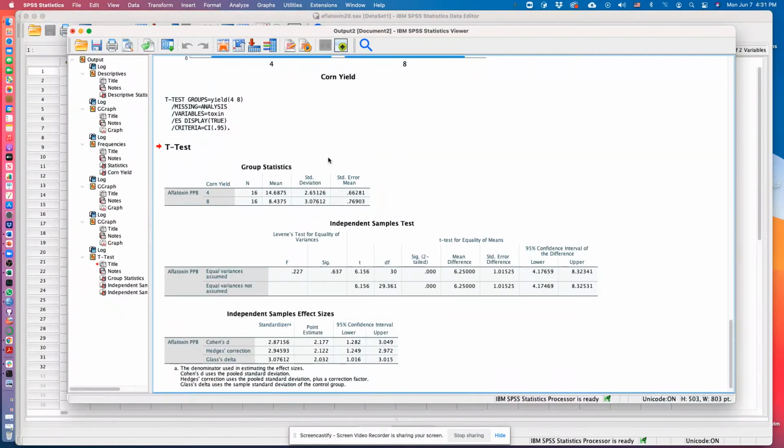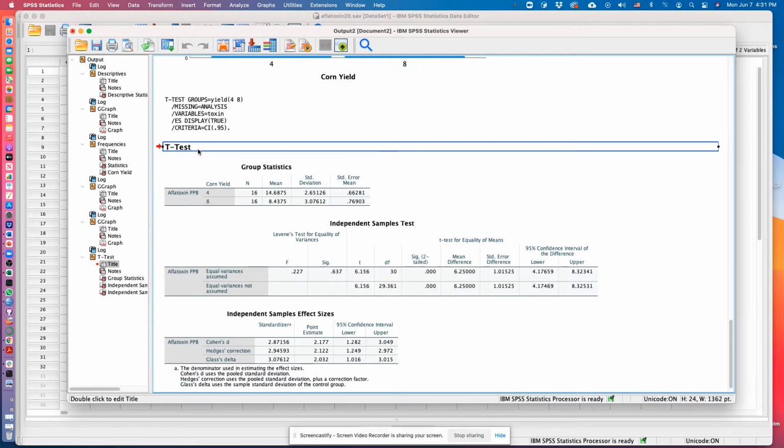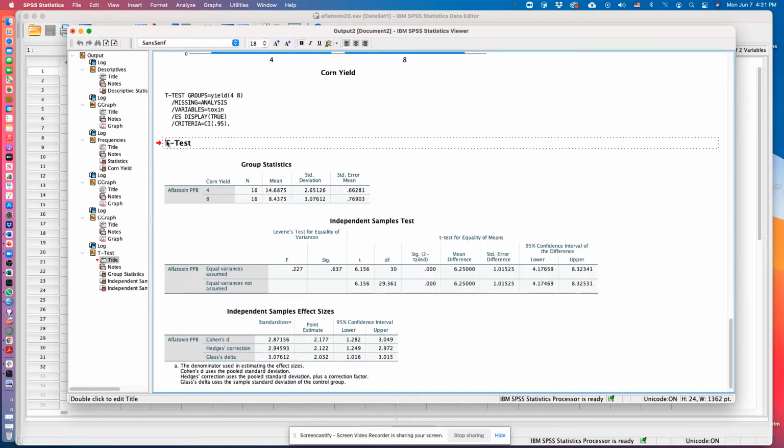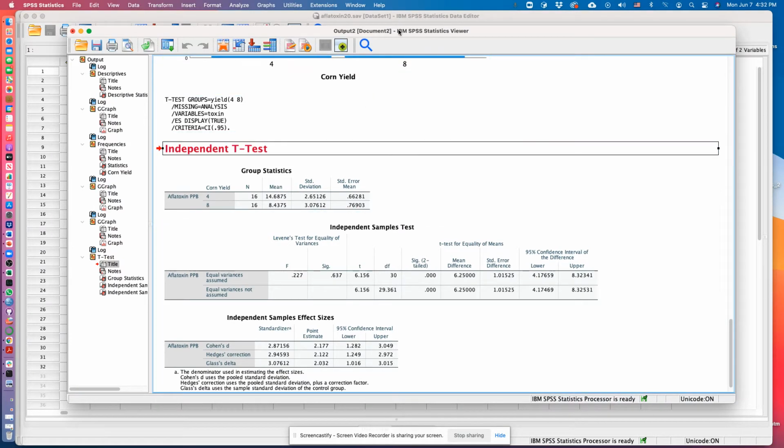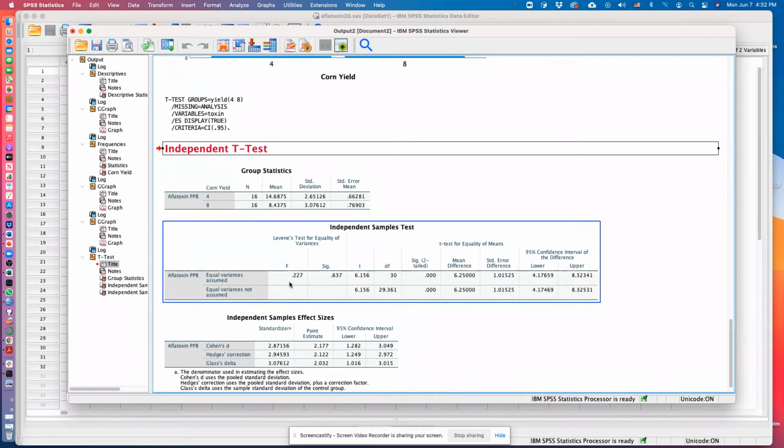And so here we have the results of our t-test. You can always double click on that, and you can add to the text here, and if you wanted to, increase the font or even change the color, in case you have a lot of stuff in your output window. So now we have these three tables. When you do a t-test, you're always going to get these three tables.